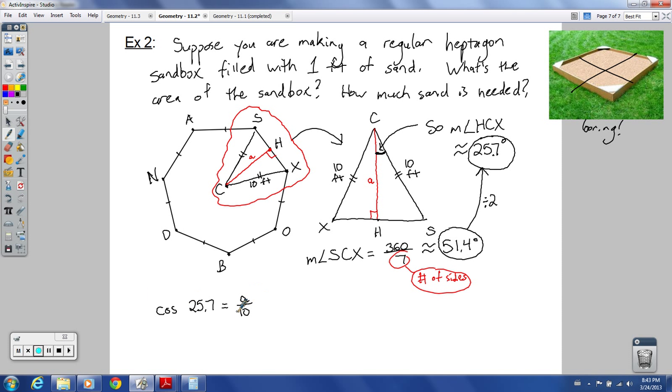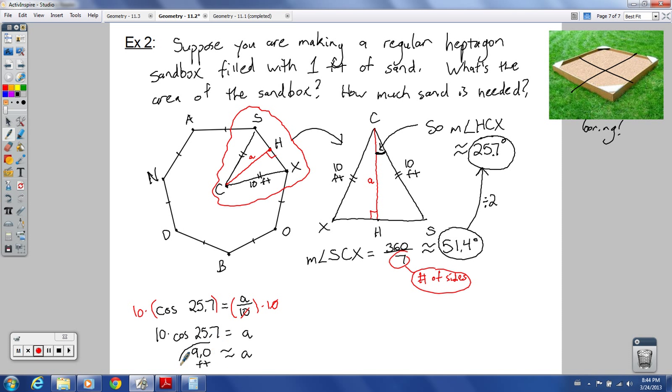And so from here, I can multiply both sides by 10. I can say that 10 times the cosine of 25.7 would equal apothem. In our different color, let's put that this is what we had originally. We multiplied both sides by 10. That canceled here. And that would be looking like that there. And so we would type that into a calculator. If you were to type that into a calculator, you'd end up getting your apothem as being approximately 9.0 feet.